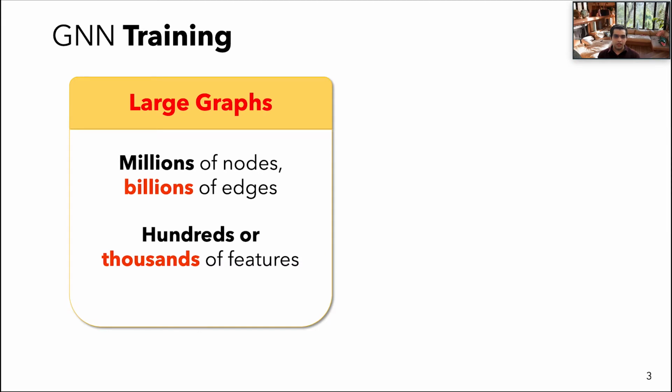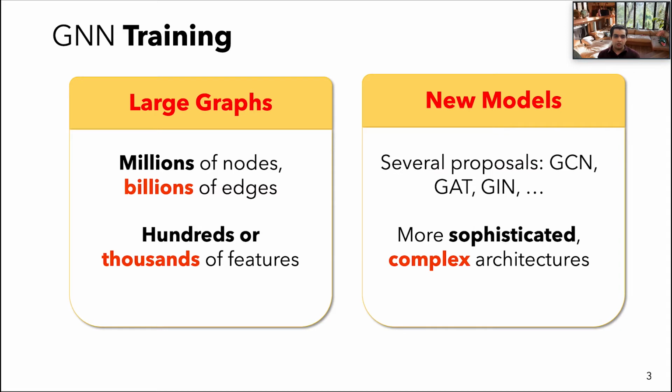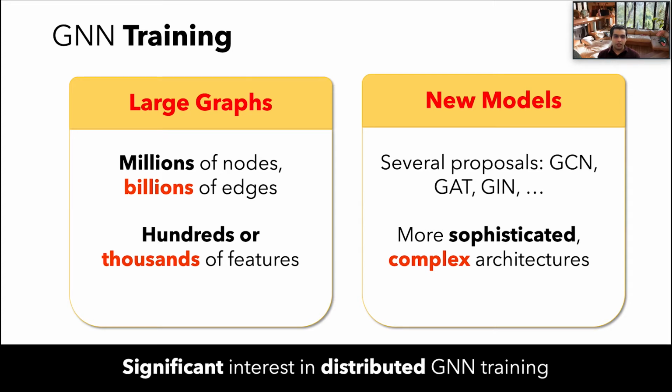The increasing popularity of graph neural networks is driving two main trends. First, the inputs used for training GNNs are becoming larger. It is now common to find graphs with millions of nodes and billions of edges. Second, GNN model architectures are becoming richer and more complex. This increase in input size and model complexity makes distributed training of GNNs very common.